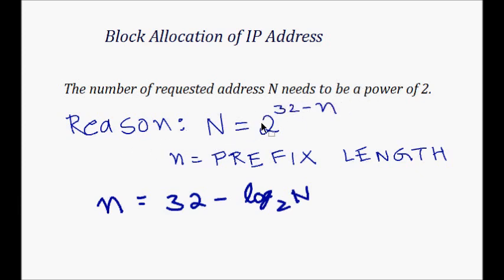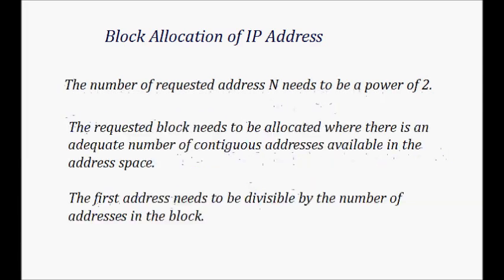The reason is simple. Lowercase n is the network prefix size, and the starting address of the network is given, so the number of IP addresses in the block is 2 to the power of 32 minus n. For this to be an integer, the number of addresses needs to be a power of 2. Then the requested block needs to be allocated such that there is an adequate number of contiguous addresses available in the address space.